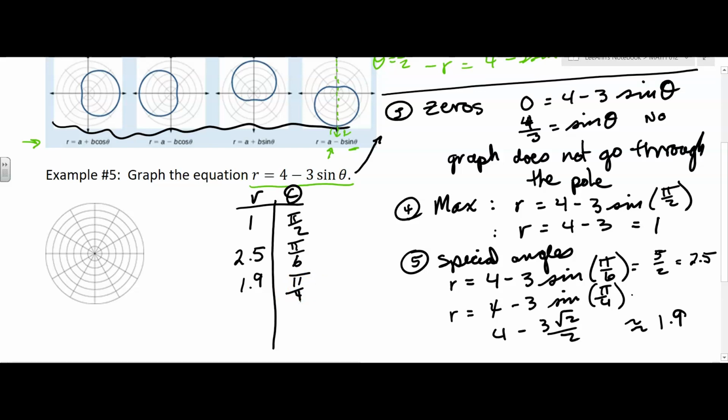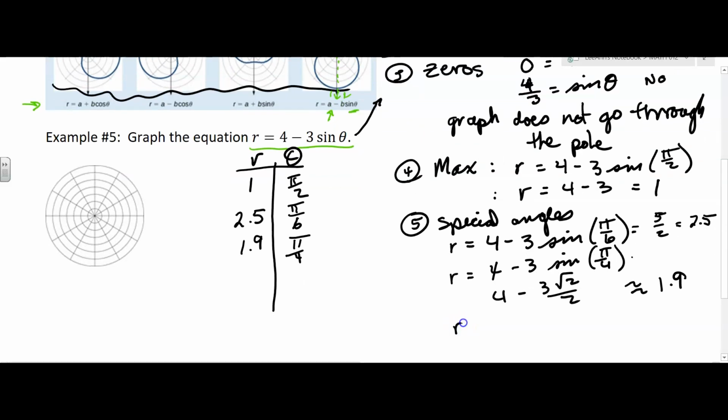And let's go ahead and do pi over 3. Scroll up. r equals 4 minus 3 sine pi over 3. And we know that's going to be 3 times the square root of 3 over 2. So let's put that in the calculator. You can put the sine in the calculator. Because it was a special angle, I just put it in. Close off the parenthesis. Okay. And I'm getting that to be about 1.4.